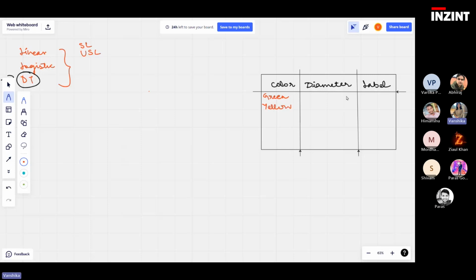Am I audible to everyone? Please give a thumbs up if I'm audible. Then please answer the question. For which kind of problem did we use decision tree yesterday? Yeah, we can use decision tree for classification problems. And can it be used for regression problems? Yeah, please let me know. Can it be used for regression problems as well?